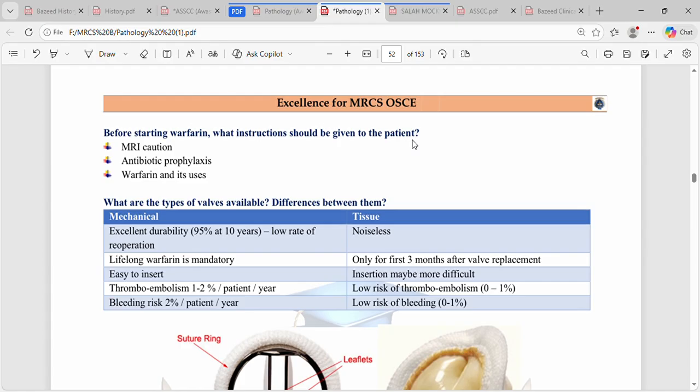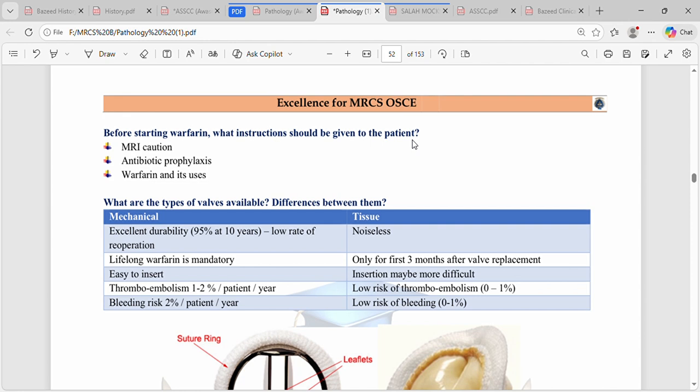What are the types of valve? Okay, so whenever you are starting a patient on warfarin, he must have some valves, prosthetic valves. So that's why MRI caution. What are the types of valve available? Differences between them.